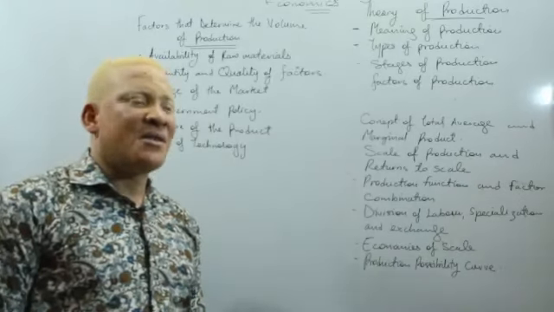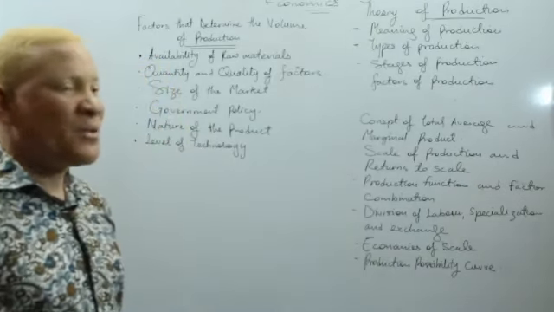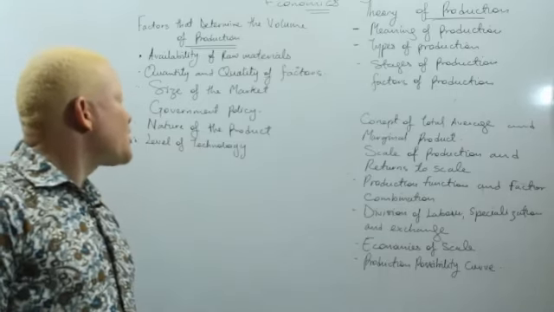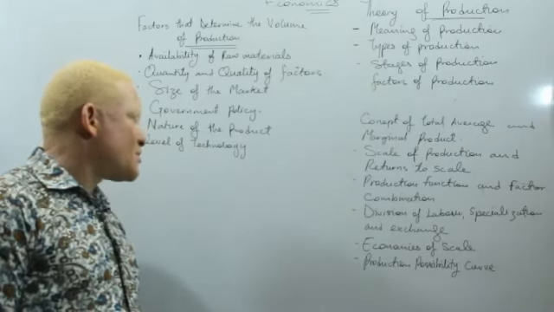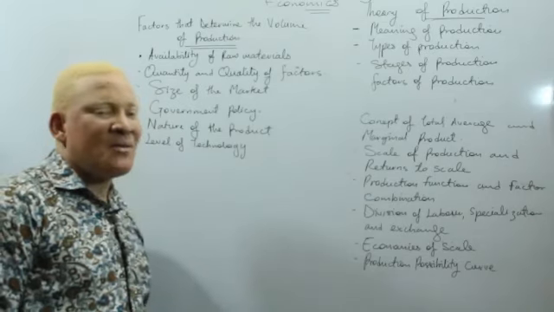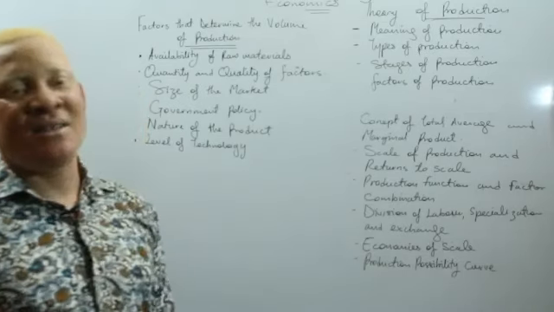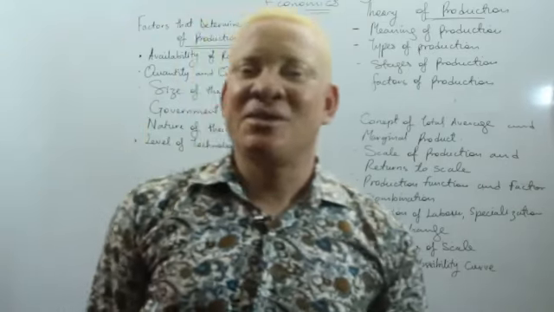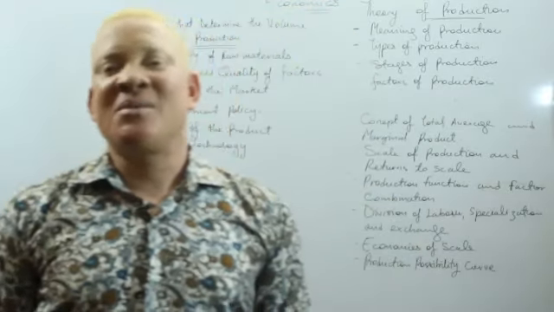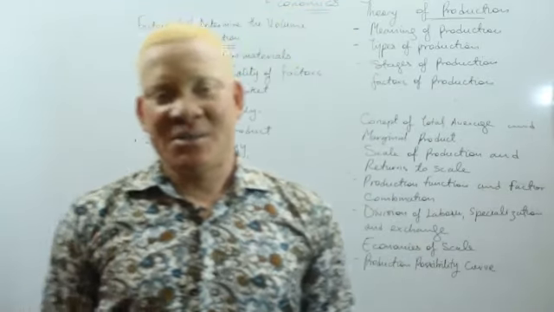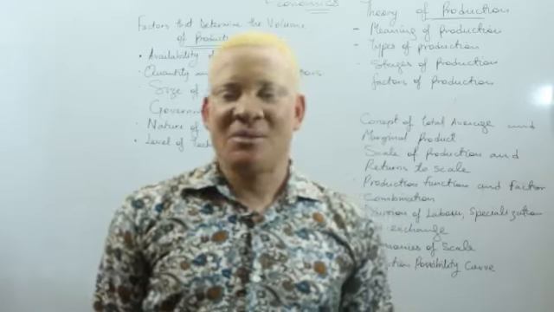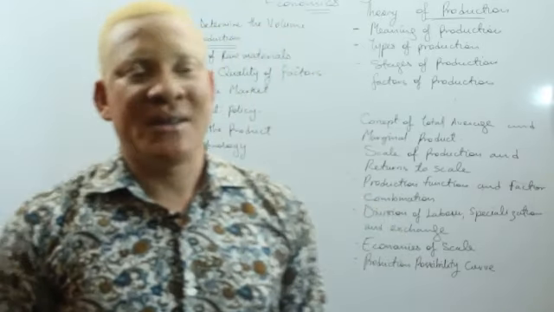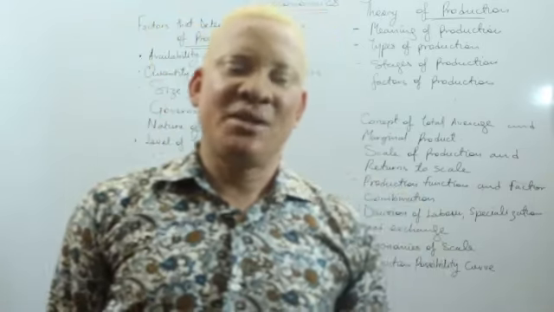Where it is not favoring, then they will have low production. Now, nature of the product. There are certainly certain kinds of products and services that cannot be produced in large quantities or large volumes, while certain others can fluctuate.